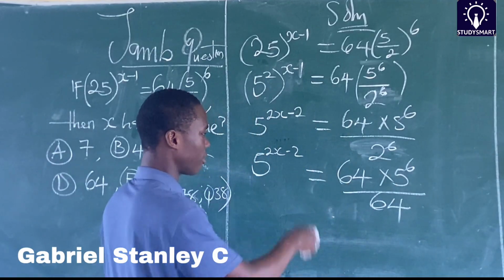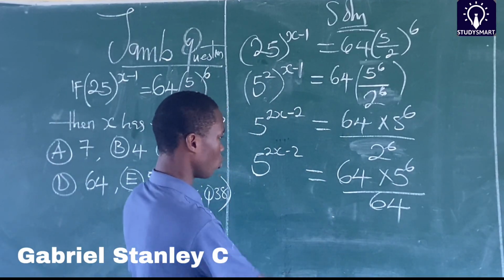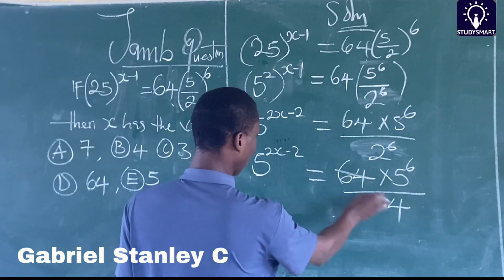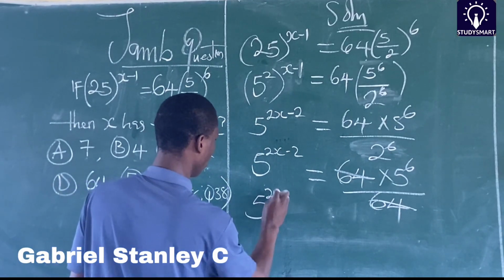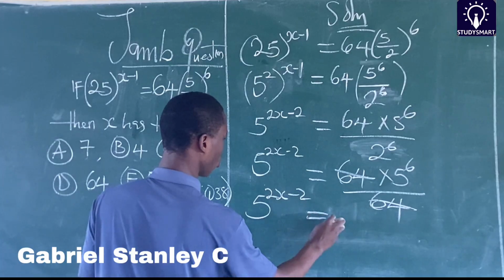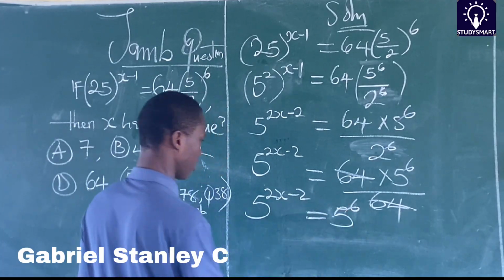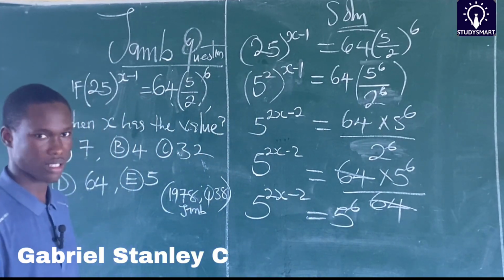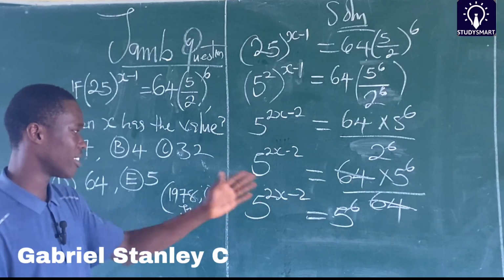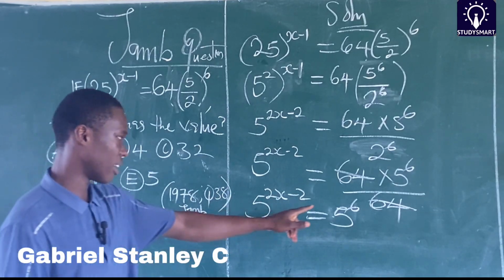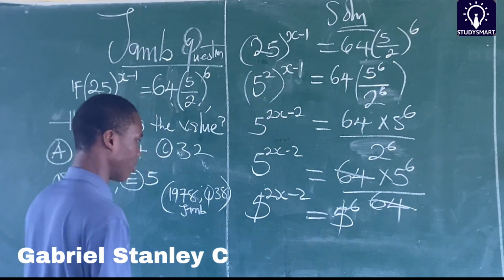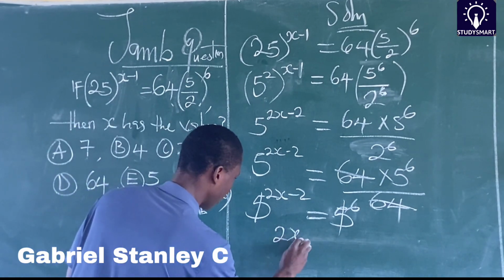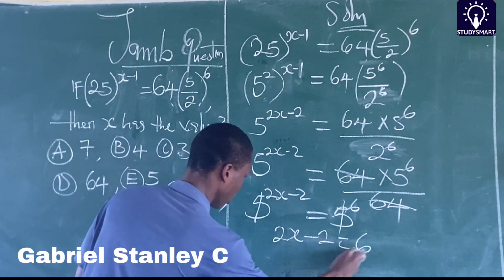If you observe very well, we have 64 here, also have 64 here. So 64 can cancel out 64. So we are left with 5 raised to power 2x minus 2 equal to 5 raised to power 6. If you observe very well here, we have the same base. 5 is here, and then we also have 5 here. It means that I can remove 5 and also remove this 5. So we are left with 2x minus 2 equal to 6.